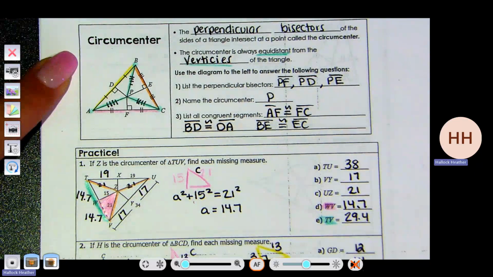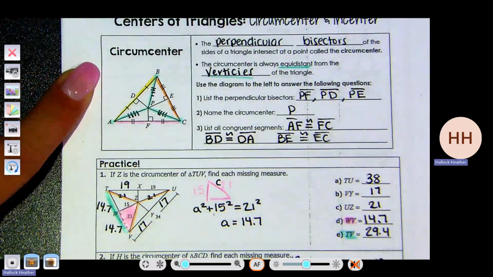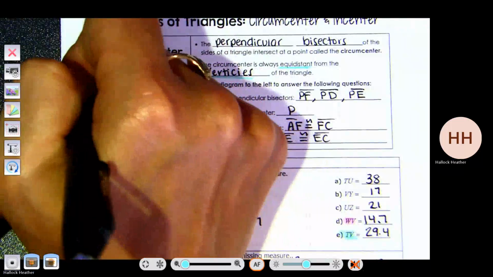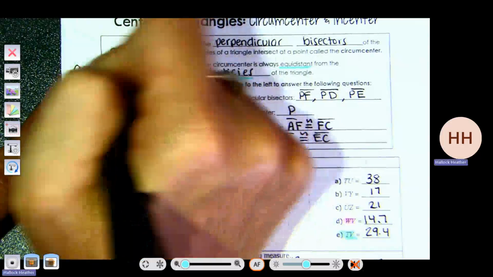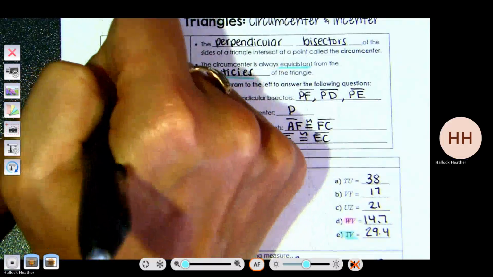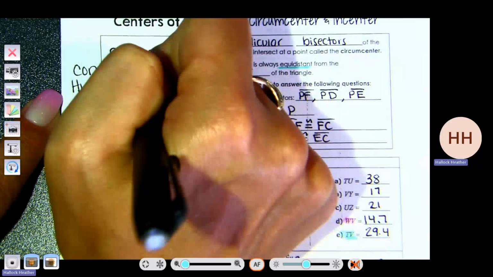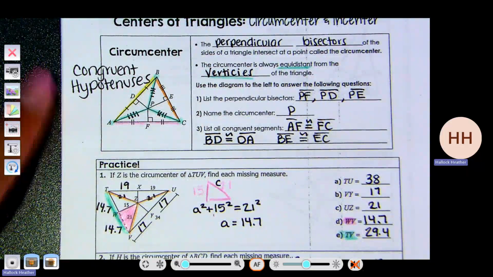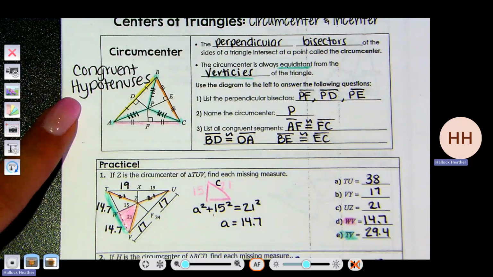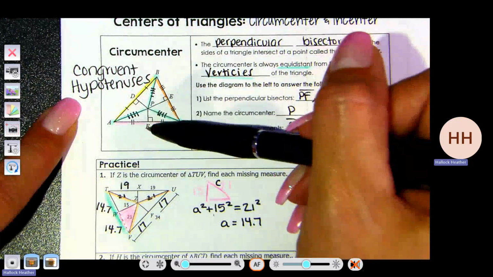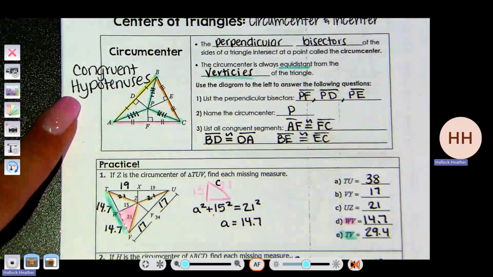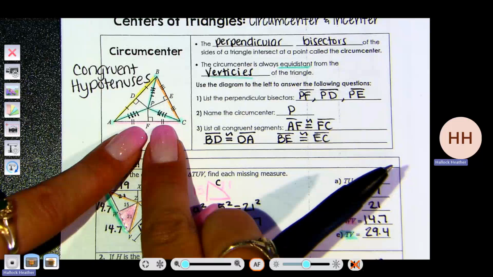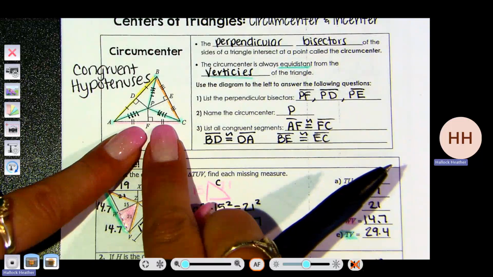The only thing I do want to add to yesterday's notes is where you have the circumcenter written up here, I want you to write congruent hypotenuses. I don't even know if that's a real word, but it's multiple hypotenuses. So these are congruent hypotenuses. The only thing that was not congruent on yesterday's picture was the actual height of the triangle. Today it's going to change. Yesterday also on circumcenters, the sides split in half, so they were congruent. Today that's also going to change.